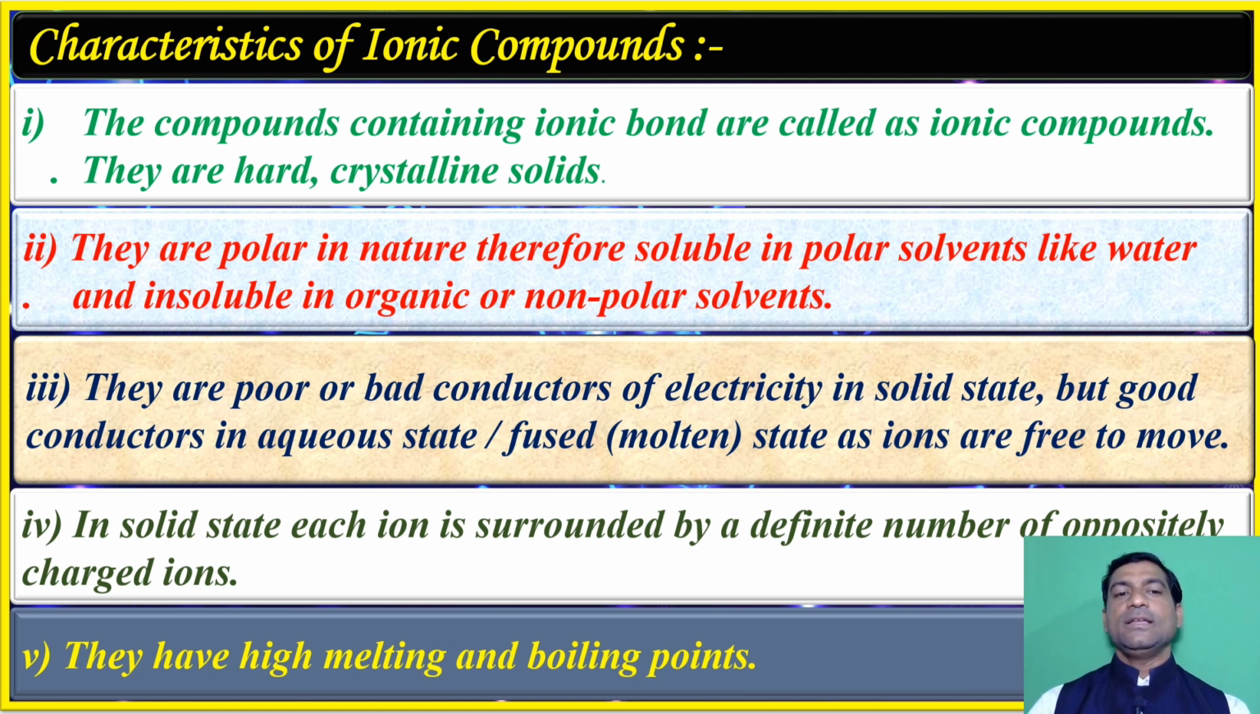Then the next one is they have high melting point and boiling point, because the ionic bond is a very strong bond, so the melting point and boiling point is very high in ionic compounds. These are the characteristics of ionic compounds.